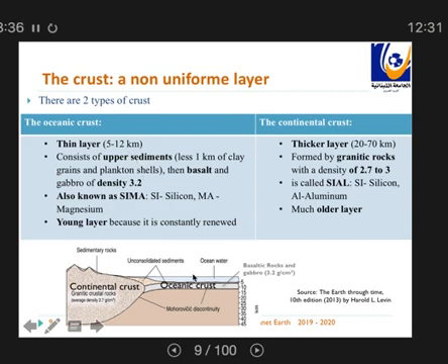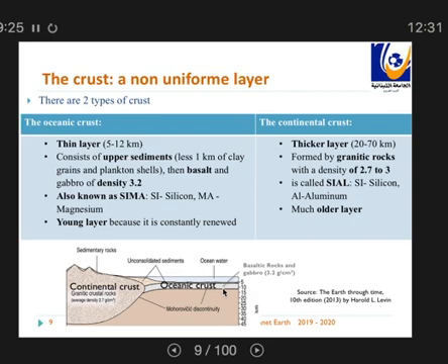Now concerning composition, the oceanic crust consists of sediments in the first layer. Okay, it's a layer of sediments, and underneath we have mostly basalt. Basalt is a type of rock that mainly composes the oceanic crust. Now the continental crust is granitic rocks, which are rich in silicon and aluminium. That's why we call it sial. You can write here sial. Okay? While the oceanic crust is rich in silicon but also magnesium. That's why we call it sima.